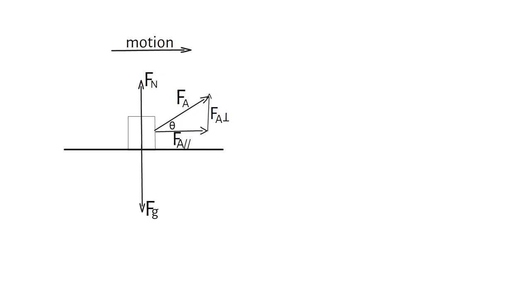So we complete the triangle: FA parallel, or FAX, you see it is to the right, and then FA perpendicular, or FA normal, or FAY, you see it is up. Now that we have completed the triangle, the other forces we know are here: the normal force vertically up, and then the gravitational force.